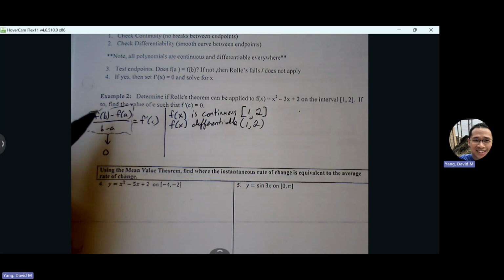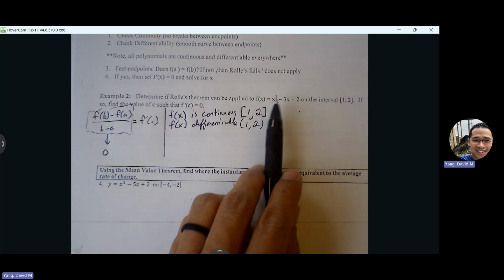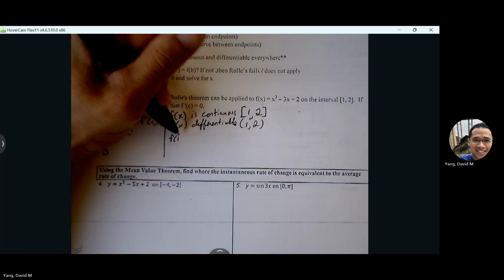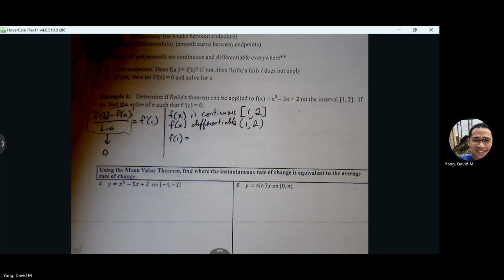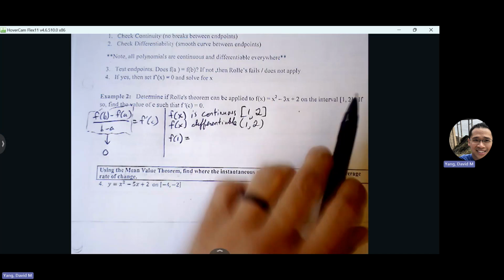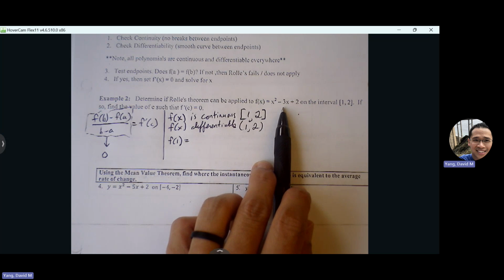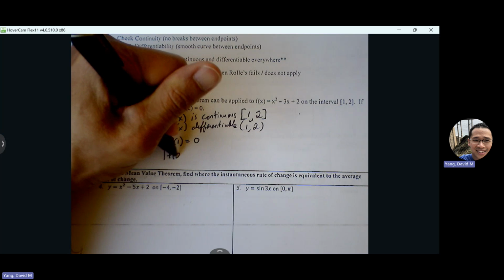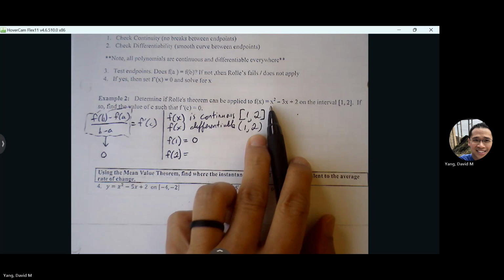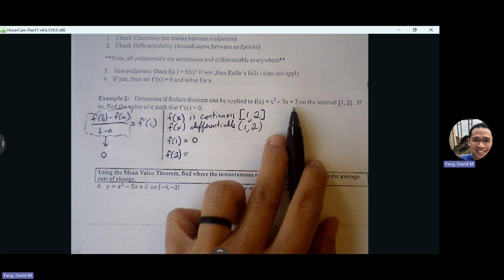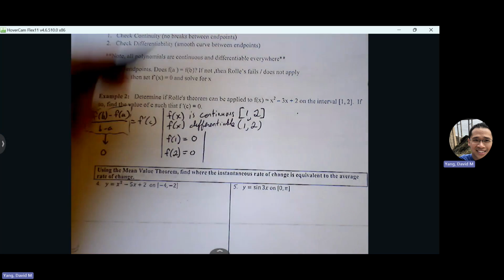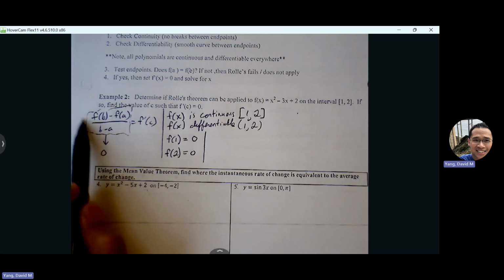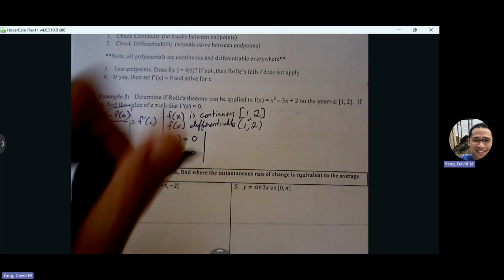Okay. And just like with mean value theorem, you're just trying to gather your ordered pairs initially. So let's plug 1 into the function. So 1 for x, I get 1 minus 3, negative 2, plus 2 is 0. I plug 2 into the function. 4 minus 6 is negative 2. Negative 2 plus 2 is also 0. So once we have our endpoints, we're going to find our slope between the endpoints. So change in y over change in x.